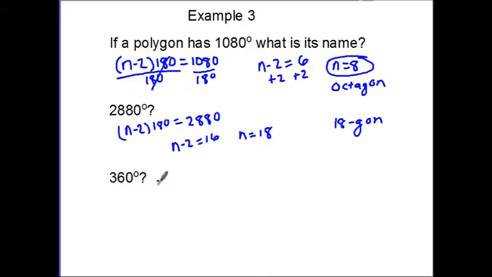360 degrees is a quadrilateral. Don't write down square. A square is a special type of quadrilateral. Any figure that has 4 sides, whether it's a kite, a trapezoid, a parallelogram, or a square, they're all under the quadrilateral umbrella.